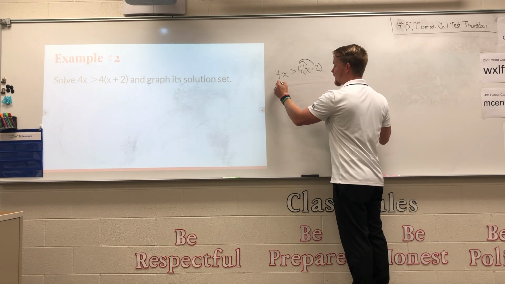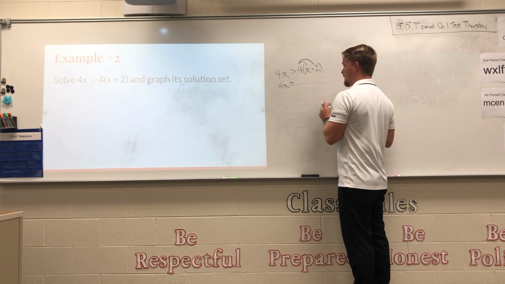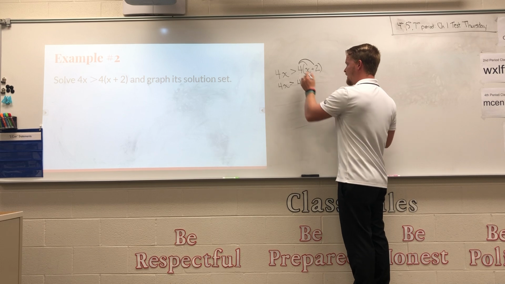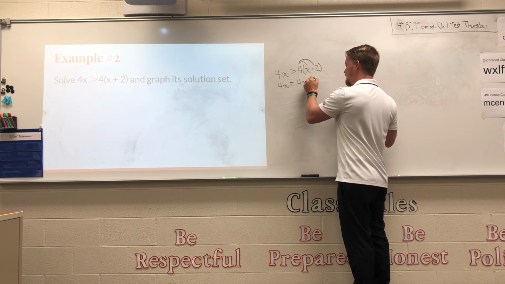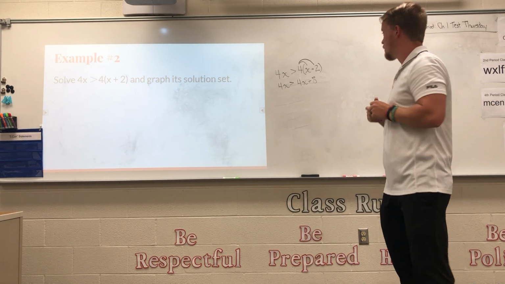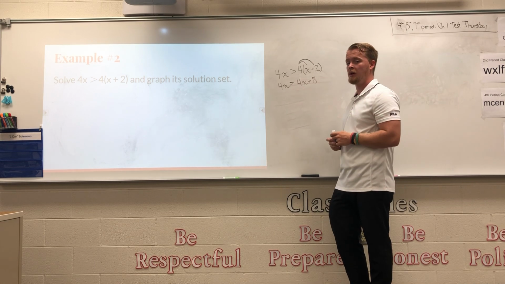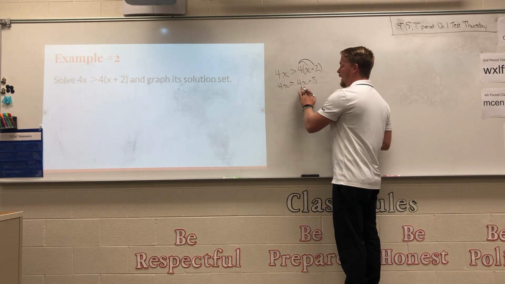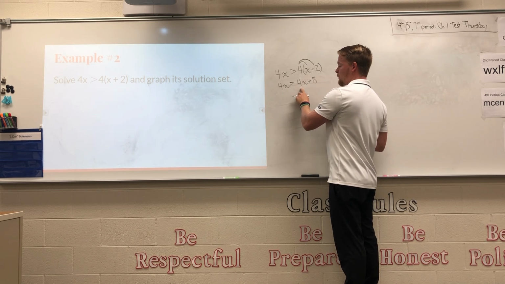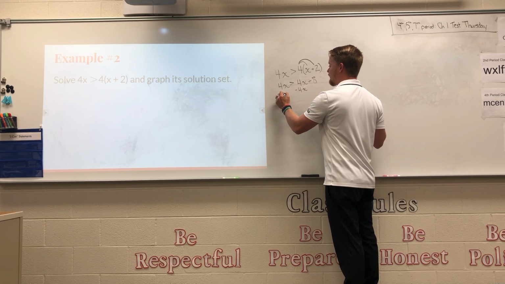So I'm going to bring down that left side, 4x is greater than, and I'm going to do the math on the right side. 4 times x is 4x, and 4 times 2 is positive 8, so I put plus 8. So now, we have x's on both sides of the inequality, so again, we need to get those on the same side. So to do that, I'm going to move my 4x on the right side to the left. This is a positive 4x, so I'm going to do the opposite, which is minus 4x on both sides.